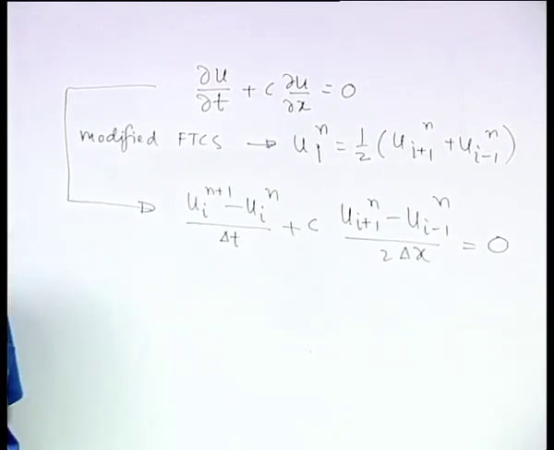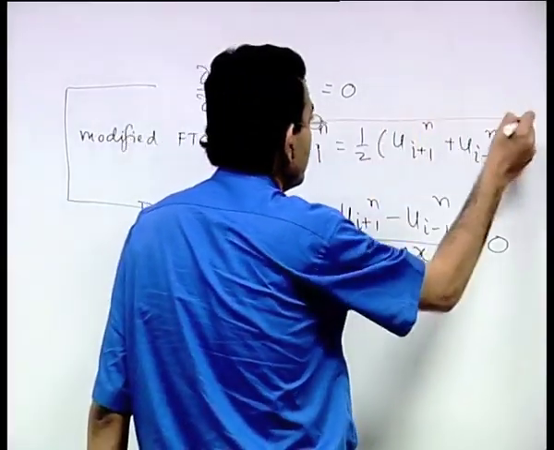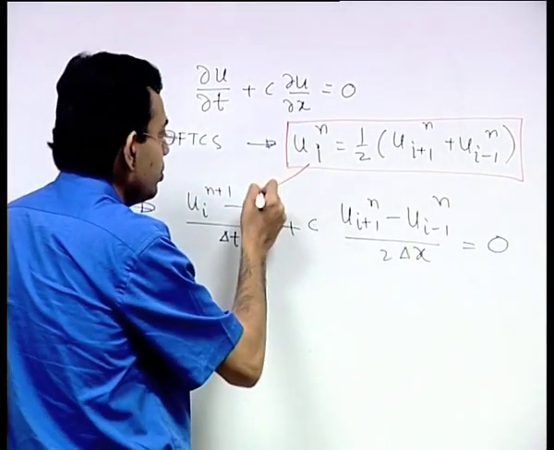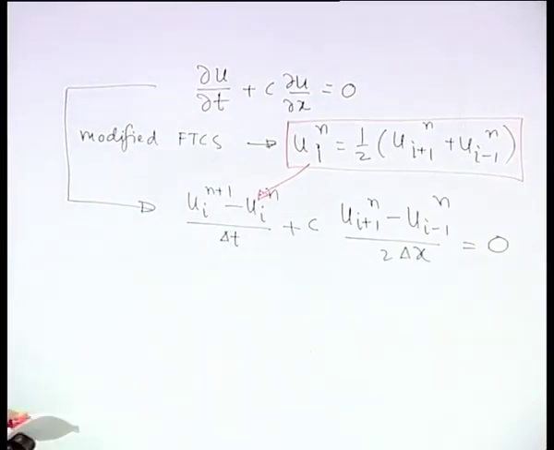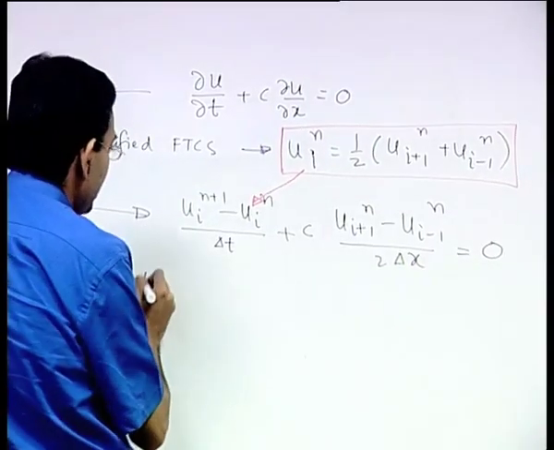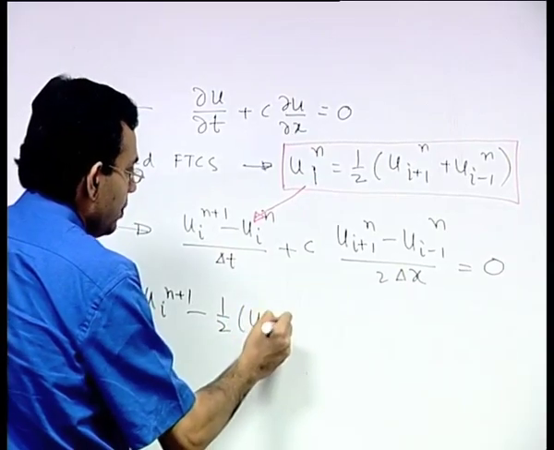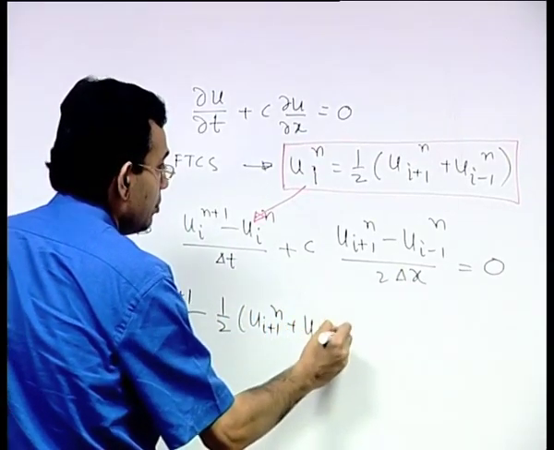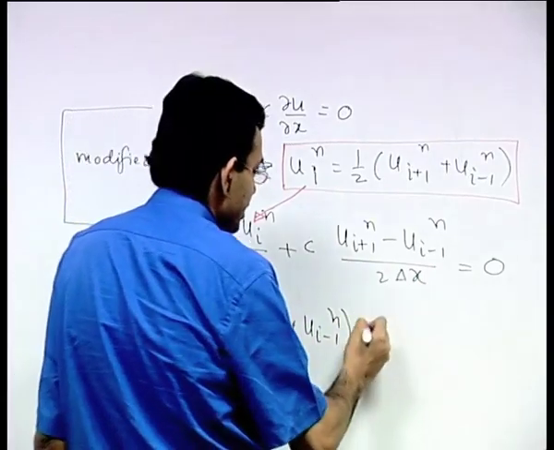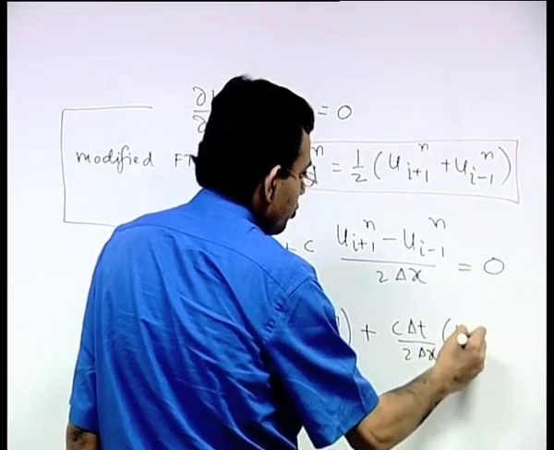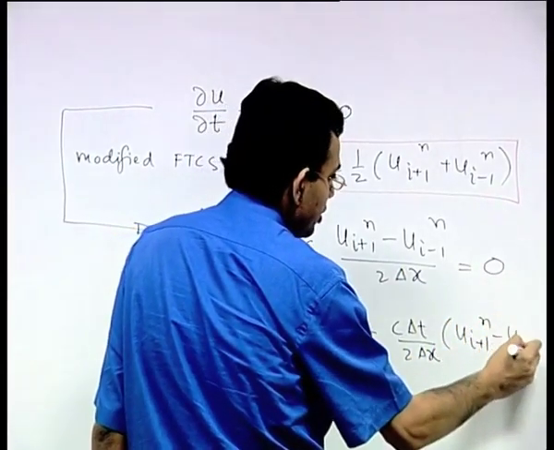Now, next, you are given that u_i^n is equal to this one, which needs to be substituted here. Once that is substituted, let us write what we get. We get u_i^{n+1} minus half of (u_{i+1}^n plus u_{i-1}^n) plus c delta t by 2 delta x into (u_{i+1}^n minus u_{i-1}^n).